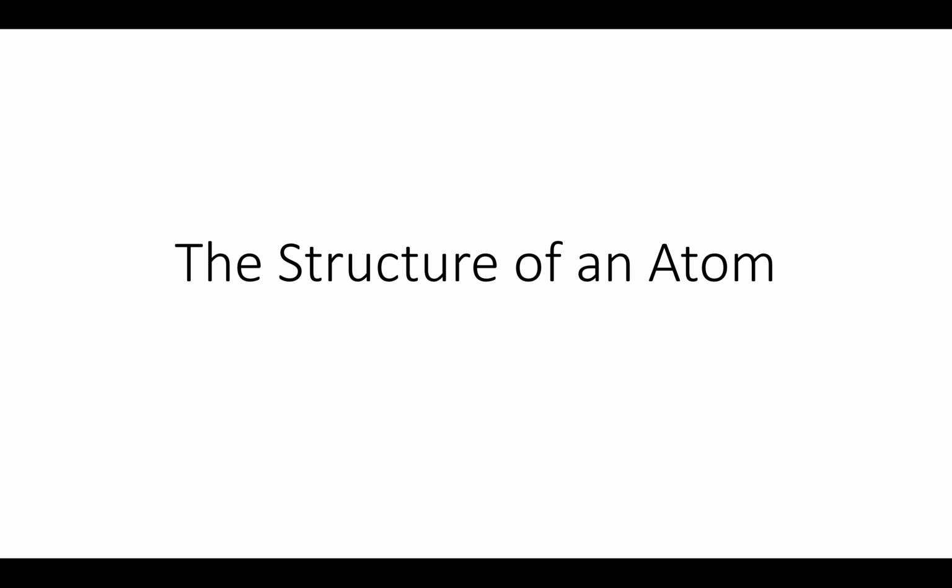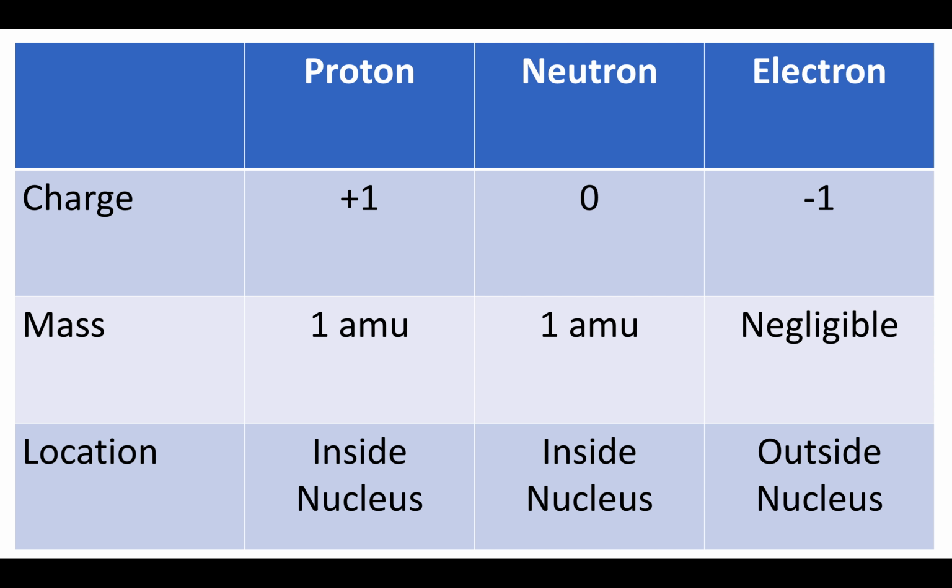Let's talk about the structure of an atom, and in particular, subatomic particles, the pieces that an atom is made up of. There are three of these. There's the proton, the neutron, and the electron. You want to know three things about each one. You want to know the charge.